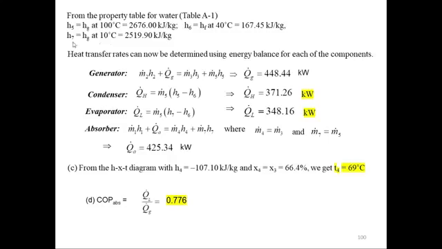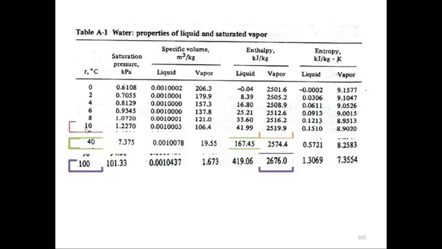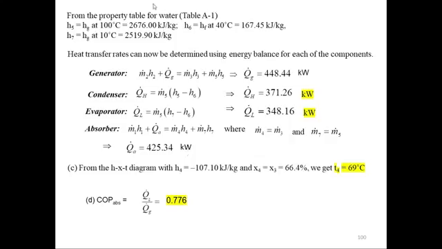Similarly, H7 is Hg at 10 degrees centigrade, so that is 2519.9 kilojoule per kilogram from the table, at 10 degrees centigrade saturated vapor. So those are the values from the A1 steam table, or table for water. Now the heat transfer rates can be determined using an energy balance for each of the components.